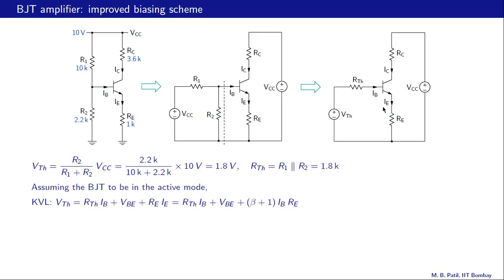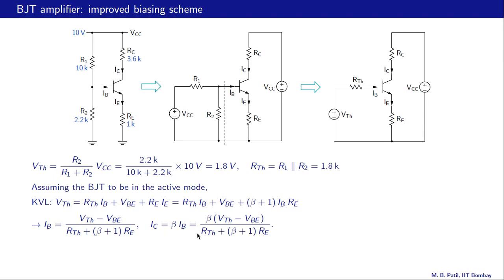Now IE is beta plus 1 times IB, and therefore we can write KVL as VTH equal to RTH times IB plus VBE plus beta plus 1 times IB times RE. We can now solve this equation for IB, and we get IB equal to VTH minus VBE divided by RTH plus beta plus 1 times RE. Now the collector current in the active mode is simply IB times beta, and therefore to get the expression for IC, all we need to do is simply multiply this expression by beta.